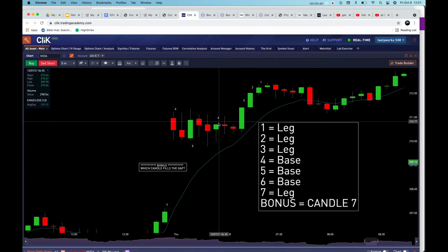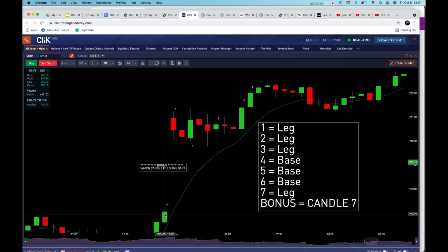And candle 4 and 5, fairly obvious. They both close within the range of the previous candle. That makes them basing candles. Candle 6 might have been a little tricky, but it is a base candle. Candle 7 closes outside the range of the previous candle. That makes it a leg candle. And the bonus as to which candle fills the gap would be candle 7.